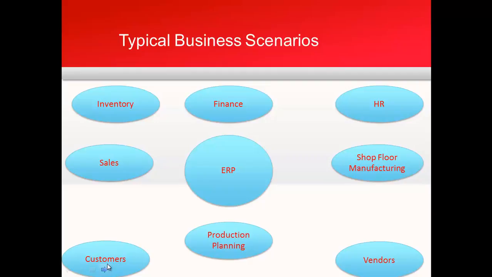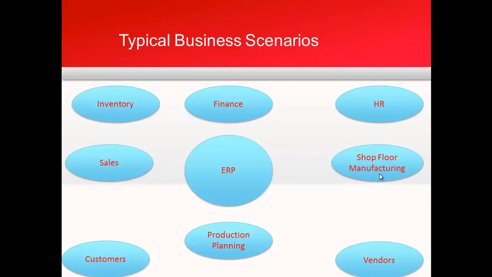The production planning team will check the inventory for the availability of the raw material, and if the raw material is not available, the production planning team will buy the raw material from its vendors. Then the production planning team will forward the raw material to the shop floor manufacturing for the execution, or the manufacturing of the product. Once the product is ready, it will be delivered by the sales team to the customers.